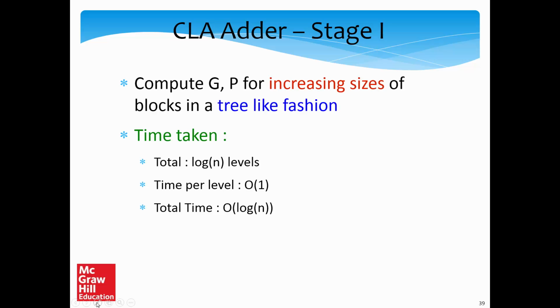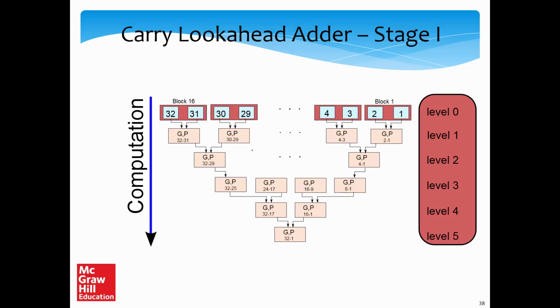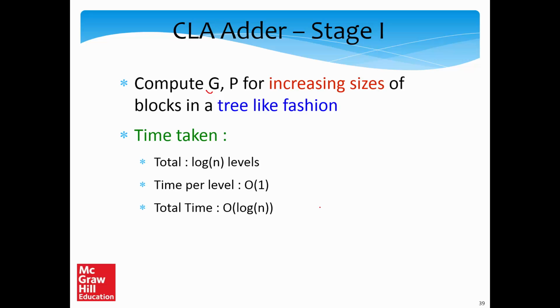Let us just summarize the results of stage 1. In the carry lookahead adder of this stage, we compute the generate and propagate (GP) functions for increasing sizes of blocks in a tree-like fashion. Going to the previous slide, we initially do it for small blocks of 2-bit pairs, 4-bit pairs, 8, 16, and 32. Assuming that there are n bits that we want to add, there are approximately log n levels, log n to the base 2.